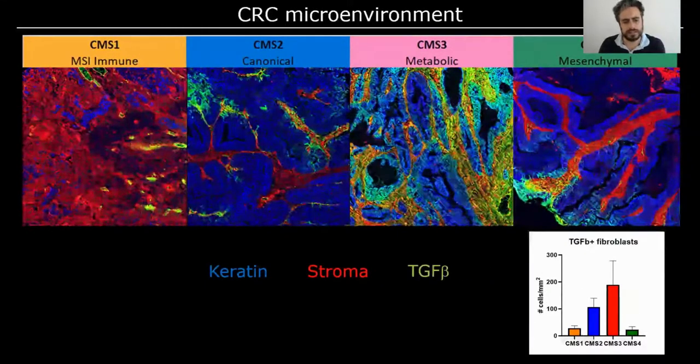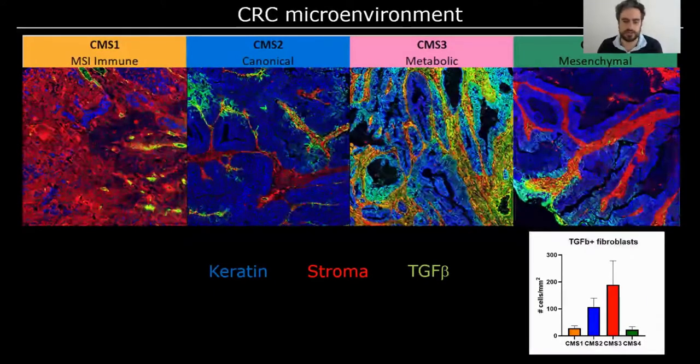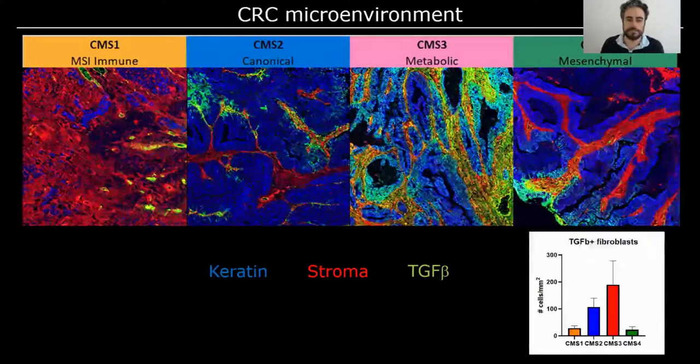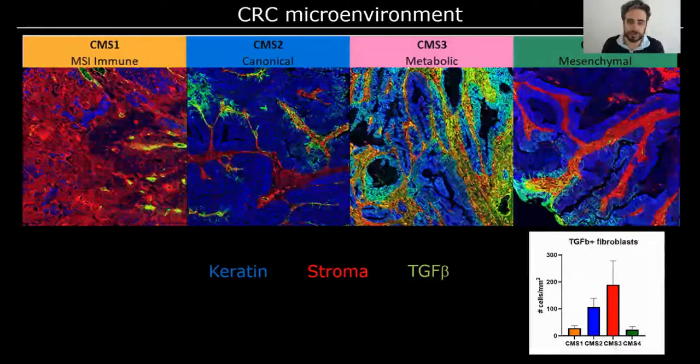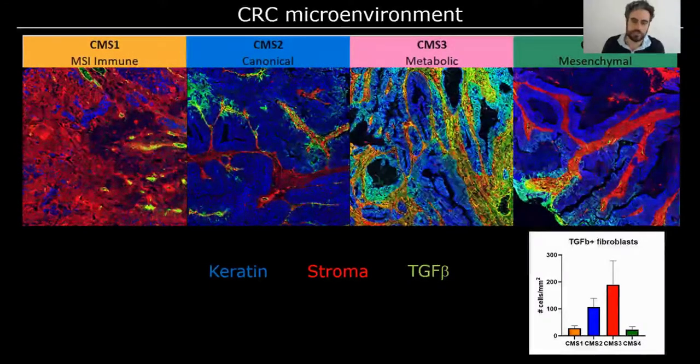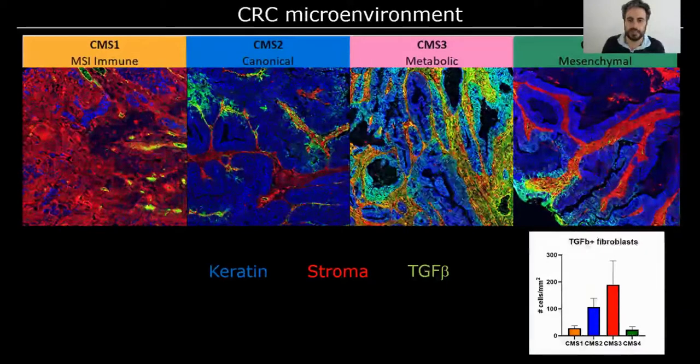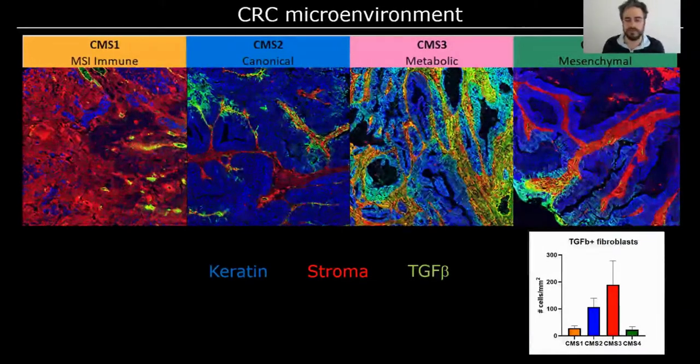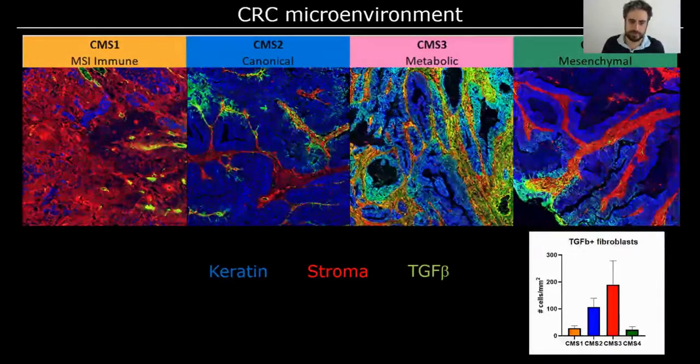Finally, it is also extremely interesting to study how the accumulation of immune cells associates with features of tumor or stromal cells, for instance, the relation between immune cell infiltration and the presence of TGF-beta related molecules in the microenvironment.